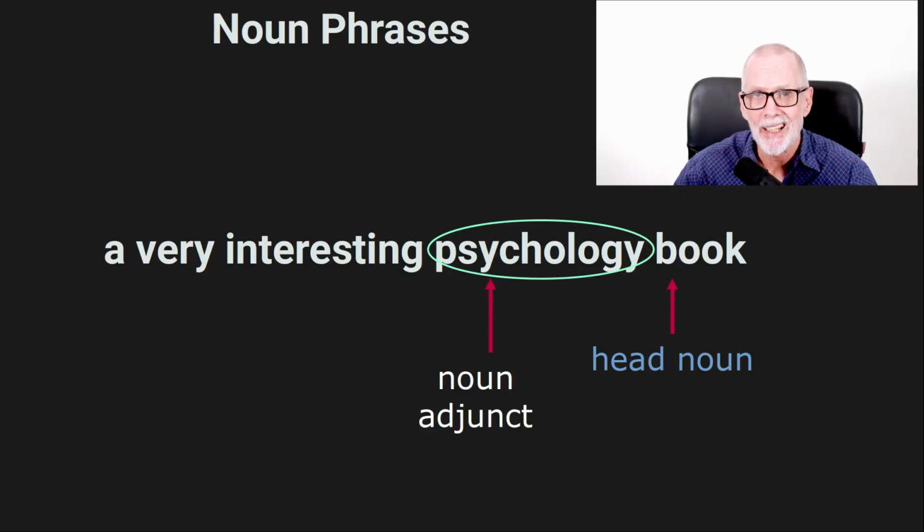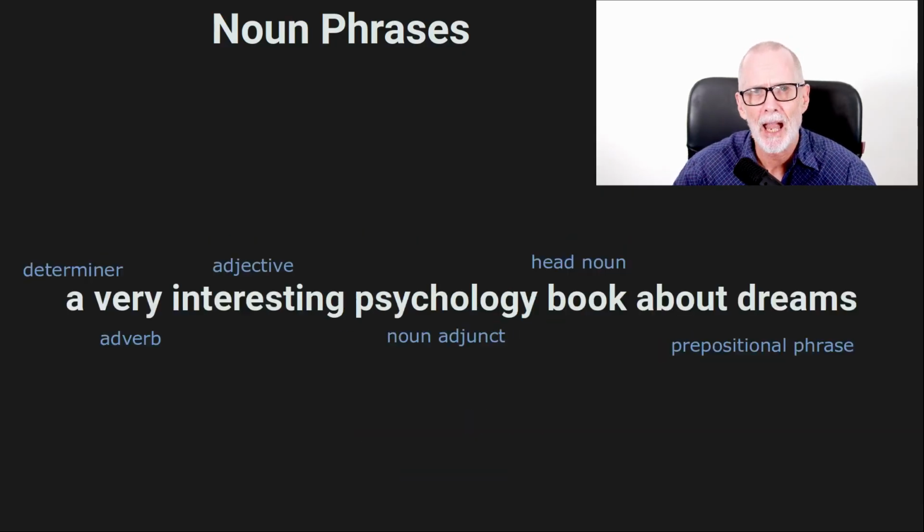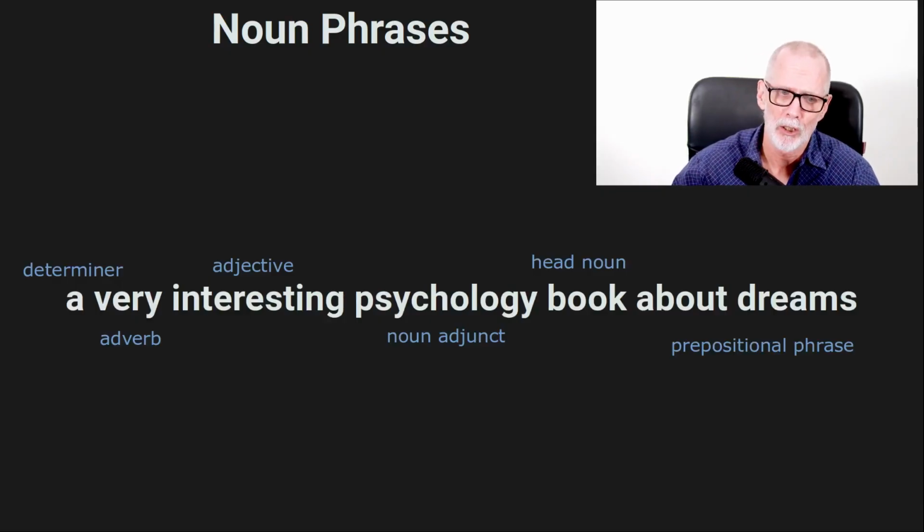What else can we add? Can we add anything else? We could add a prepositional phrase, for example, about dreams. A very interesting psychology book about dreams. So now we have quite a long noun phrase. We have a determiner, a. We have an adverb, very. We have an adjective, interesting. We have a noun acting as an adjective, psychology. We have the head noun, book. And finally, at the end, we have the prepositional phrase.